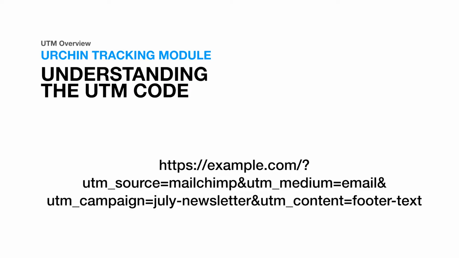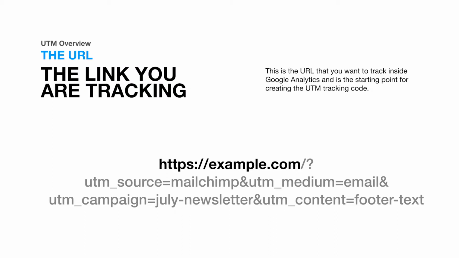UTM stands for Urchin Tracking Module, and it was something that was developed by Urchin Software and was acquired by Google in 2005. And here is an example of a UTM code, and we can see here we have the URL and then a whole bunch of stuff that happens after the URL, and that's what we're going to be covering today. So there's the URL. This is the website that you're looking to track, and before you used UTMs, this is what you would put out there. This is the link that you would have, and this is where you were sending people.